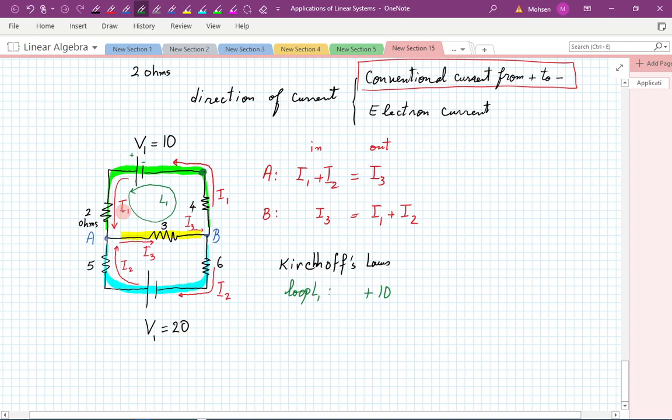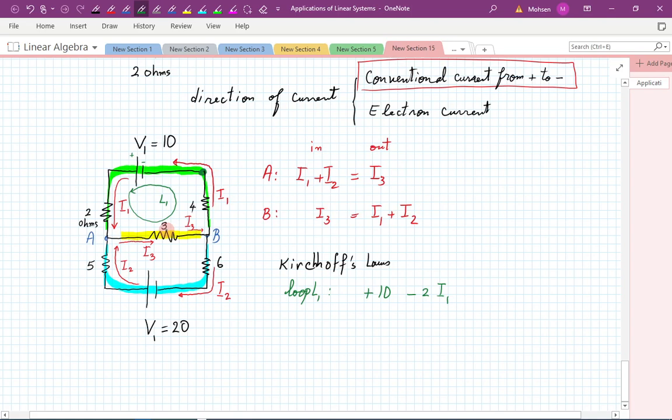Then my voltage drops across the 3 ohm resistance. How much is going to be lost here? It depends what current goes through that, and that's going to be 3 times I3. So minus 3 times I3. Remember Ohm's law: the voltage across any resistance is proportional to the resistance and the current. So we multiply those two in each segment.